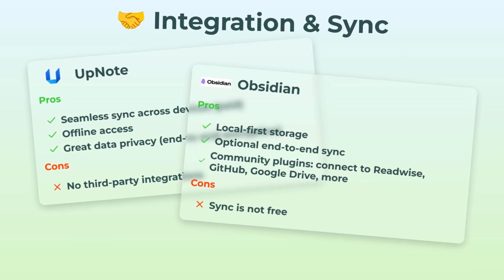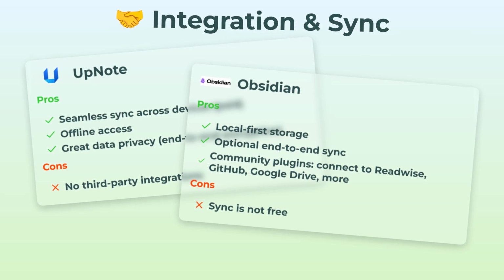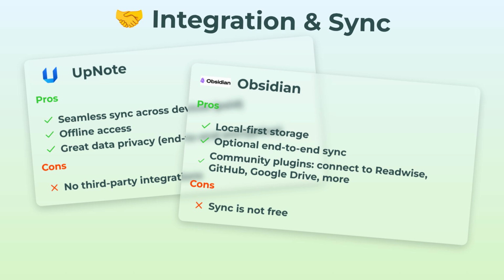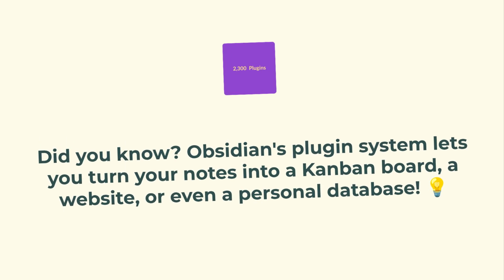But here's something cool: Obsidian plugins let you hook into stuff like Readwise, GitHub, Google Drive, you name it. Super flexible if, again, you put in the setup work. Sync feature isn't free, but you get integrations. Obsidian wins here, mainly for the sheer possibilities. Oh, and here's something cool I just have to mention: Obsidian's plugin system is wild. Seriously, you can turn your notes into a Kanban board, roll out your own website, or even create your personal database. Who knew note-taking could do that?